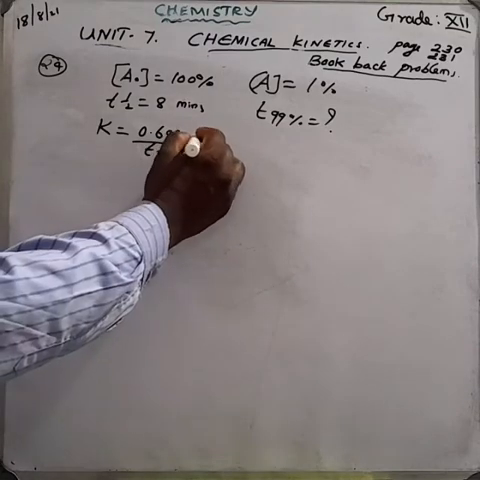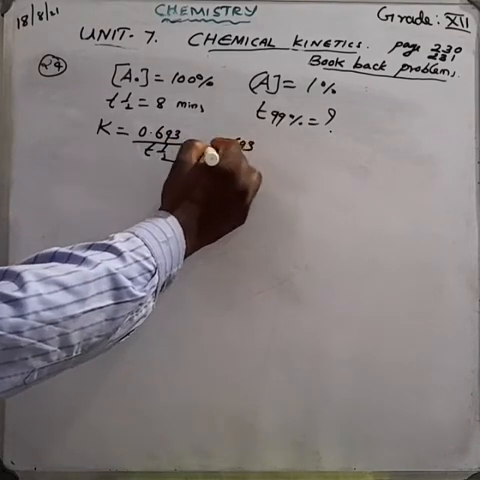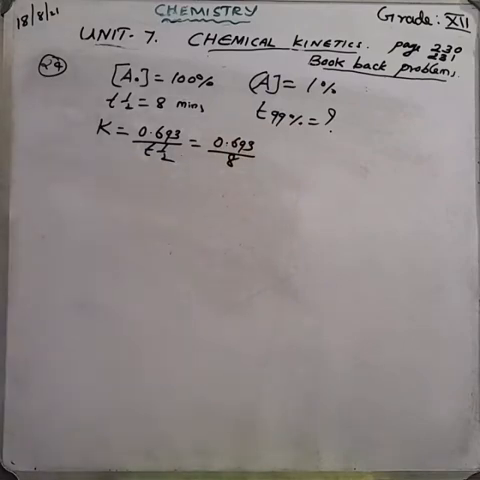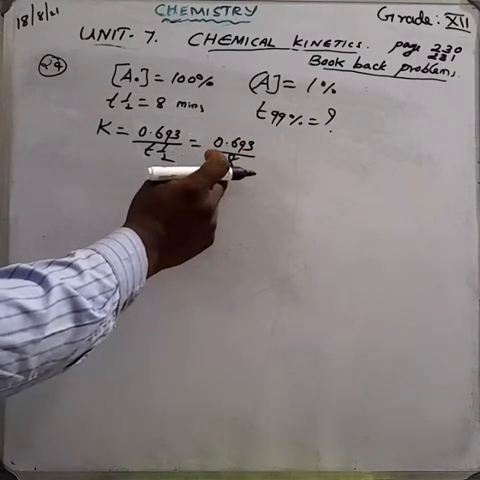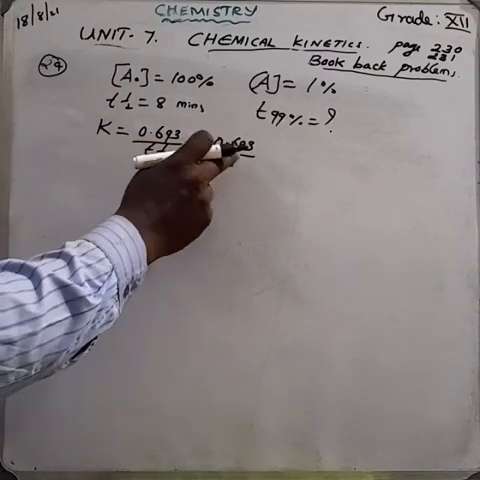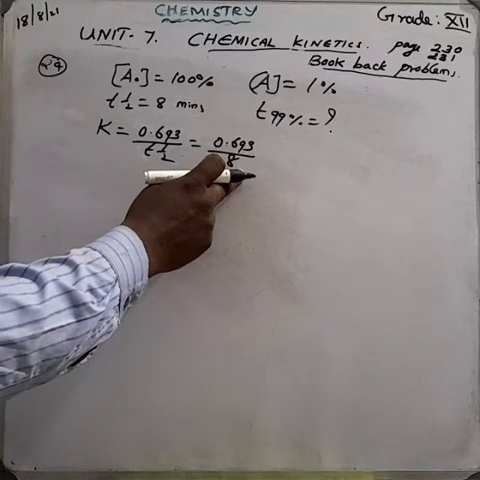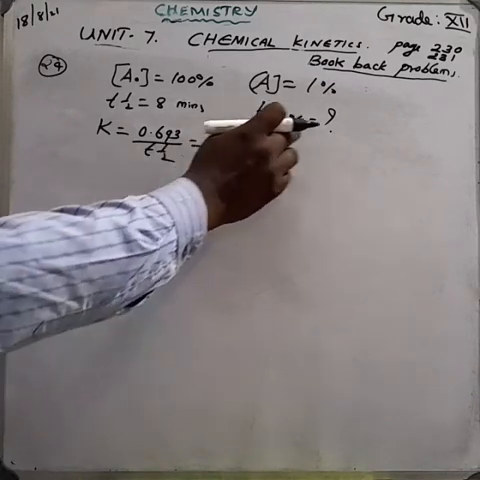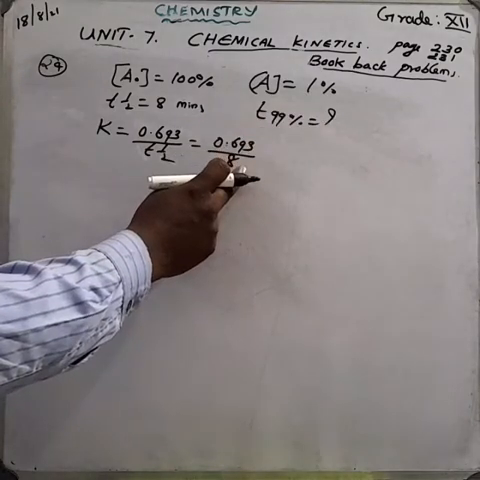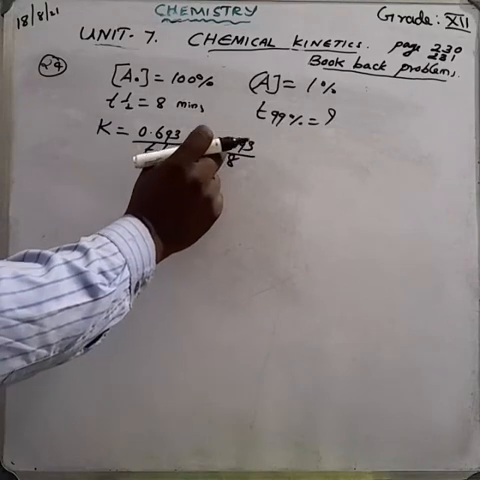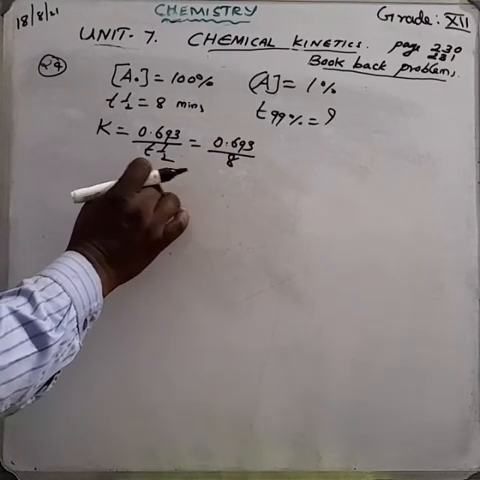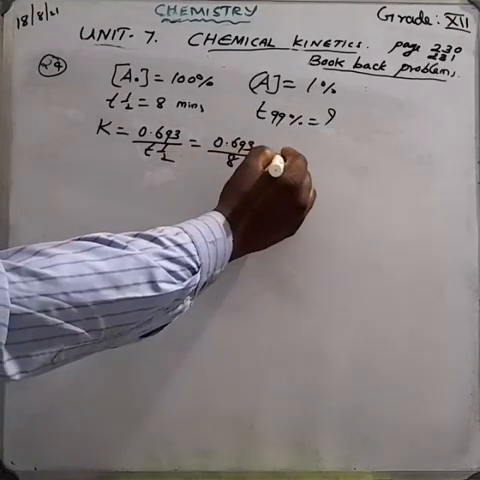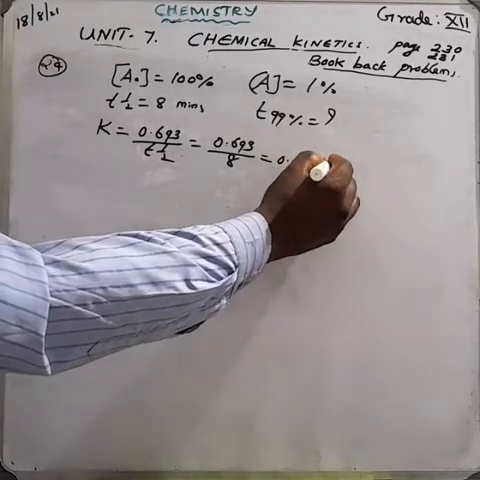The given T half is equal to 8 minutes, so we have to divide 0.693 by 8. K is equal to 0.693 divided by 8. Just dividing, we get the value 0.087 minute inverse.